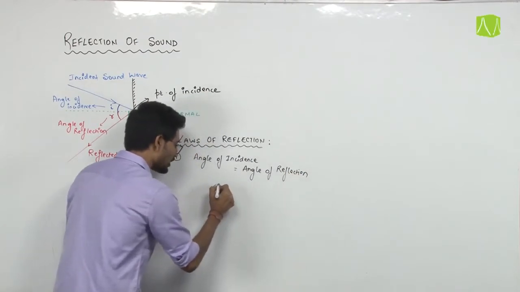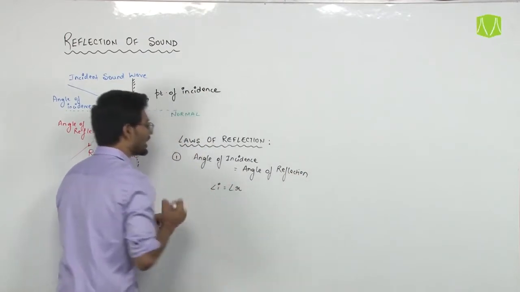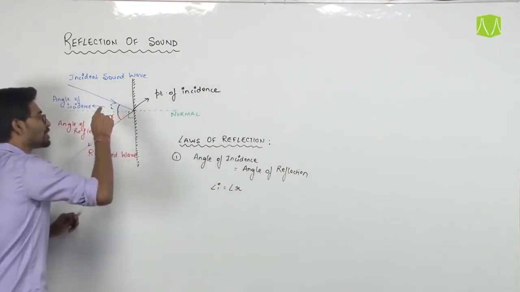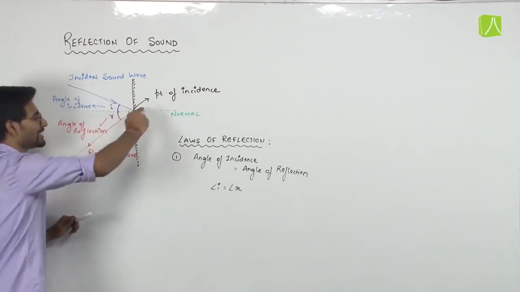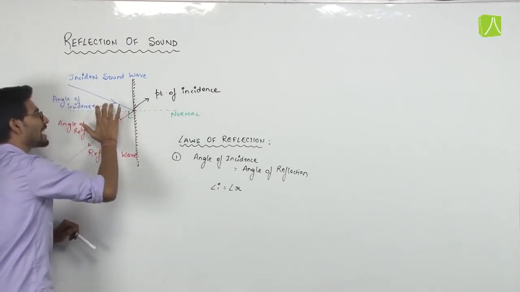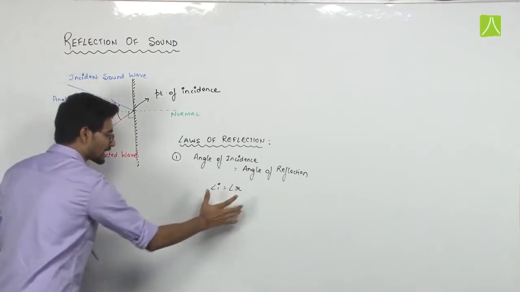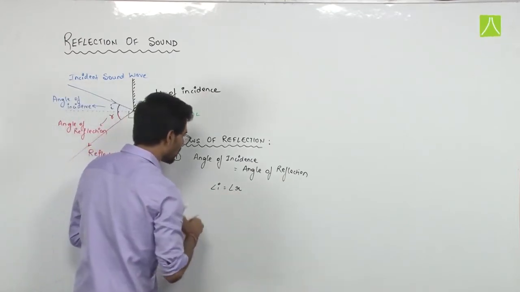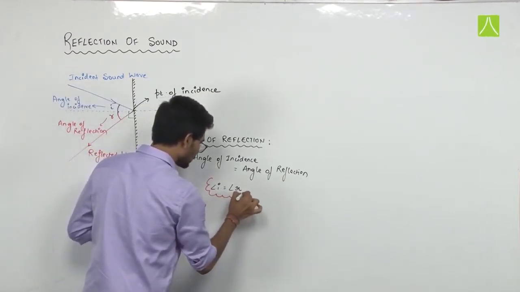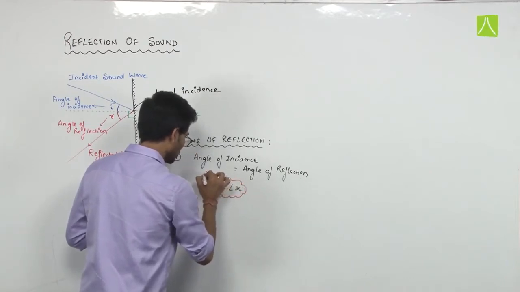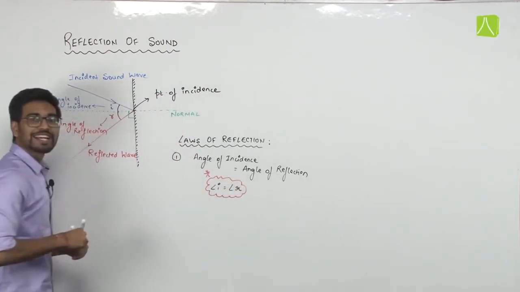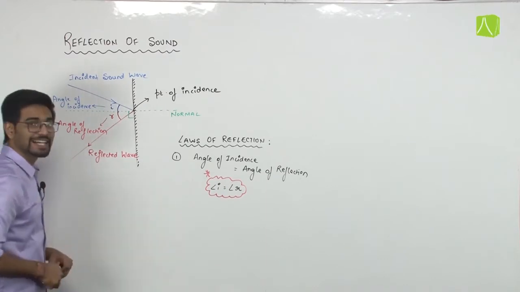Angle I will always be equal to angle R. ये एंगल I हमेशा एंगल R के बराबर होगा. रिफ्लेक्शन इसी तरीके से होगा कि एंगल I हमेशा एंगल R के बराबर आए. This is my first law of reflection, that angle I is always equal to angle R.